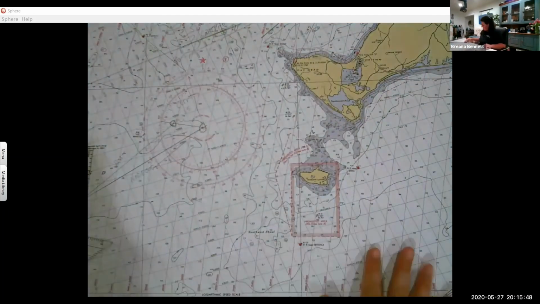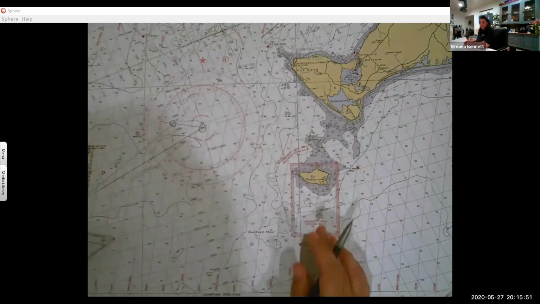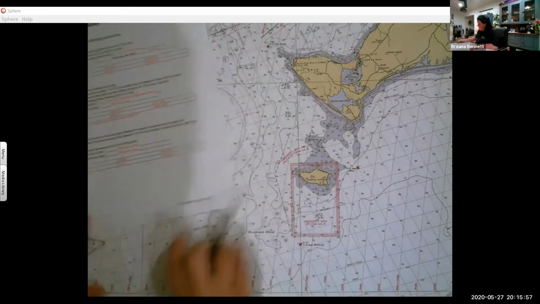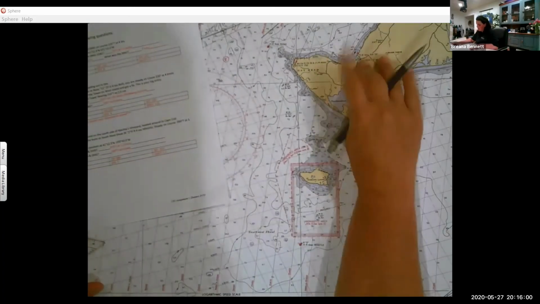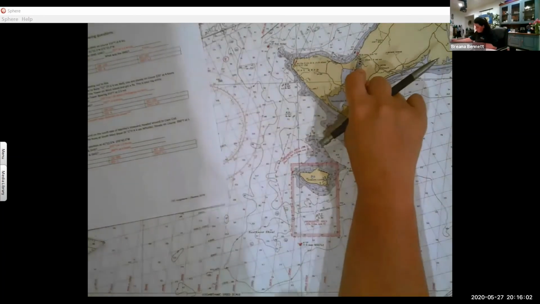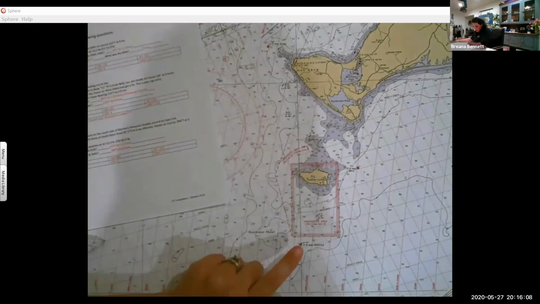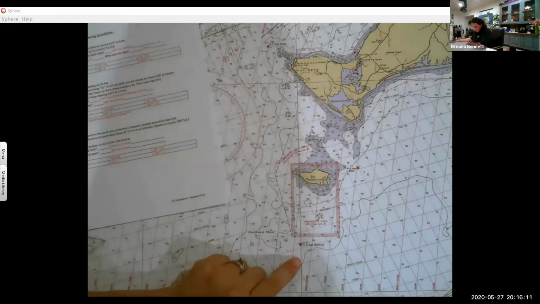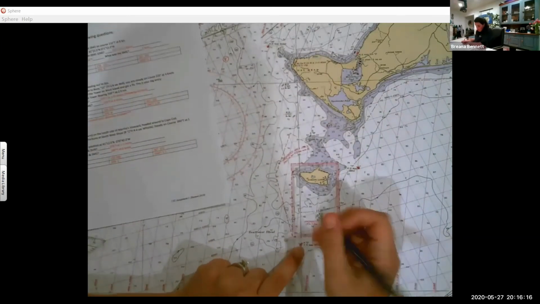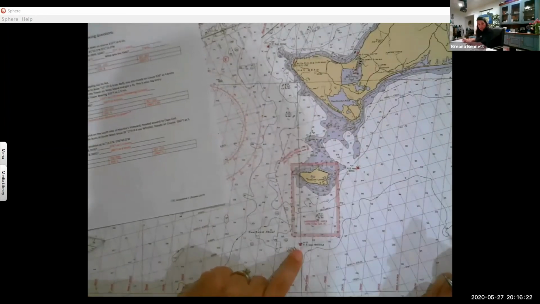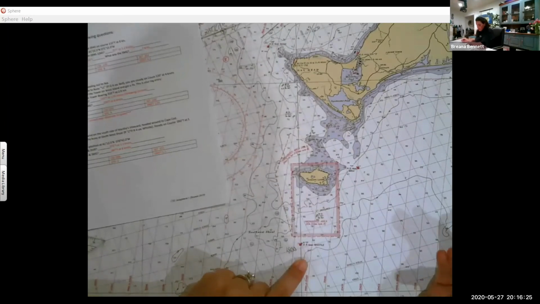Okay, number 8 says, we are headed eastbound on the south side of Martha's Vineyard, around to Cape Cod, up and around. At 1800, you depart the buoy on the south side of Martha's Vineyard, buoy number 2. So that would be this buoy. We depart at 1800, on a course of 090 at 5 knots.